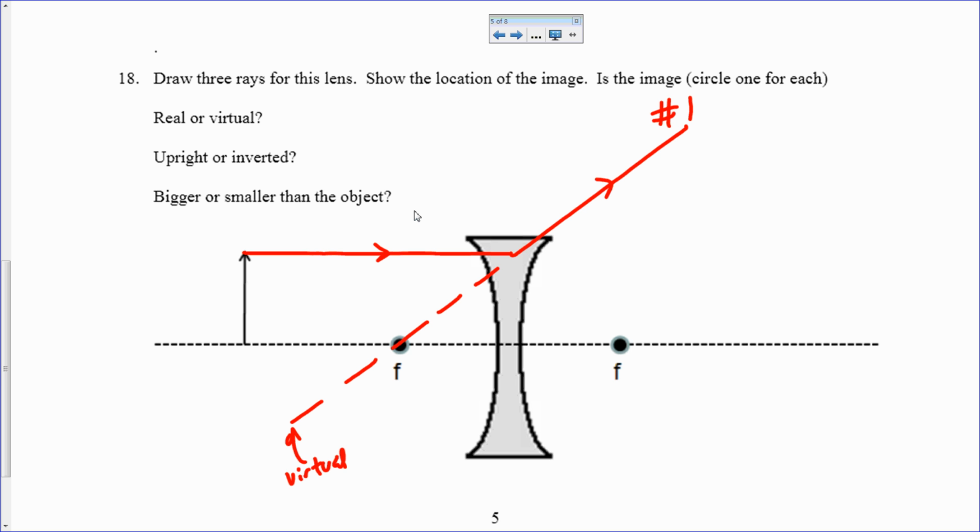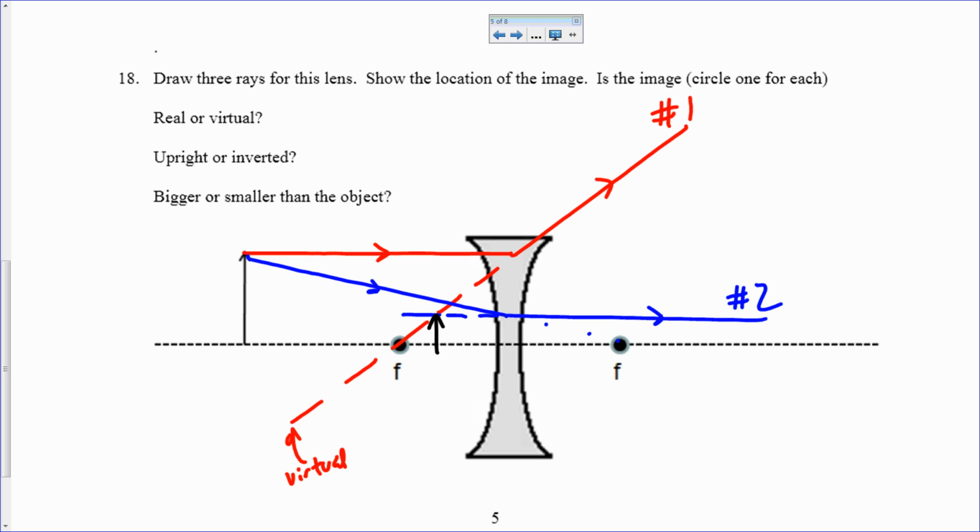Number 2 is through the focal point and then parallel to the axis. So I draw it up to the lens such that if I were to trace it forward, it would go through the focal point and then parallel to the axis. Go ahead and trace that ray back. I know it has to be a virtual image because rays number 1 and 2 diverge. So I can go ahead and draw my image in right here. It's going to be right here.